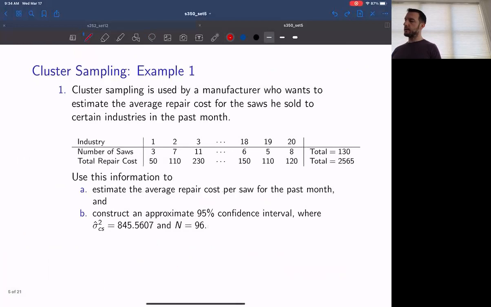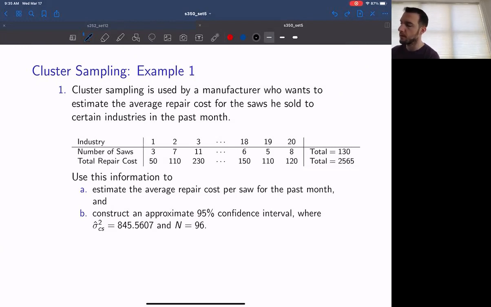All right, so let's look at an example now. Cluster sampling is used by a manufacturer who wants to estimate the average repair cost for the saws he sold to certain industries in the past month. So we have 20 industries. We have the number of saws sold to each of the different industries, and then we have the total repair cost across all of those different saws.